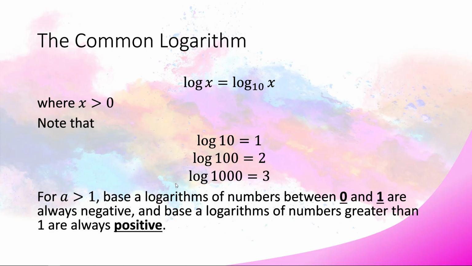Also notice, and this applies for any logarithm with a positive base, if the argument is a number between 0 and 1, the logarithm will always be negative. And if the argument is greater than 1, then the logarithm will always be positive. And we will have an example to show you that that is indeed the case.